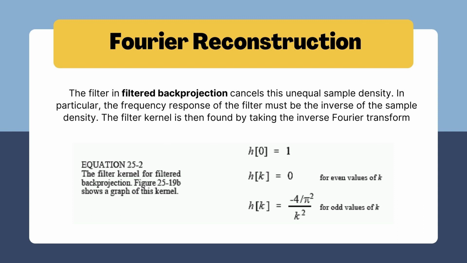First, h0 equals 1/4, and hk equals 0 for even values of k. And the last equation, hk equals minus 1 over pi squared k squared, for odd values of k. This is the equation that we used in the previous graph that we discussed.